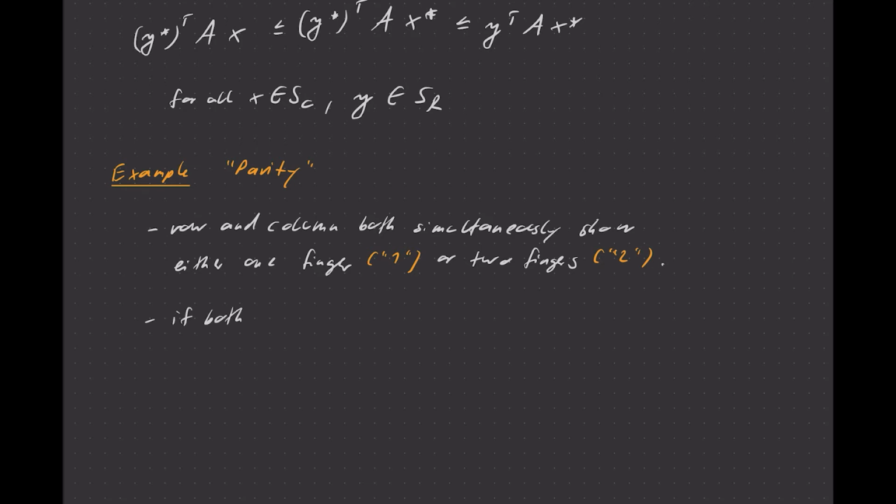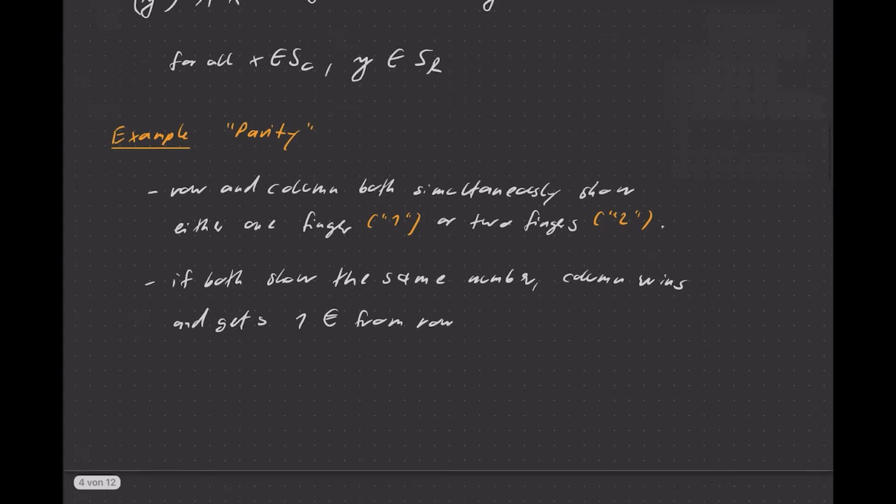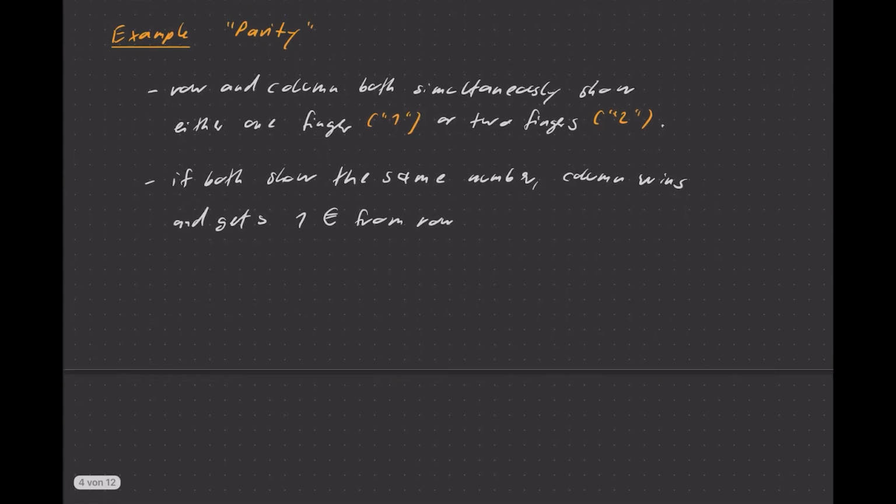If both show the same number, Cullum wins and gets €1 from Rao. And you notice this is the zero sum fact here, so whatever Cullum gets, Rao must pay, and vice versa.